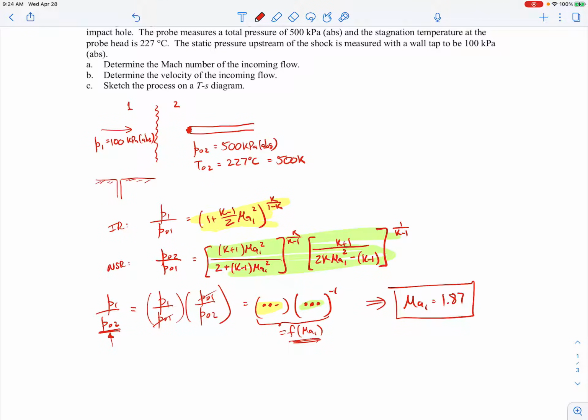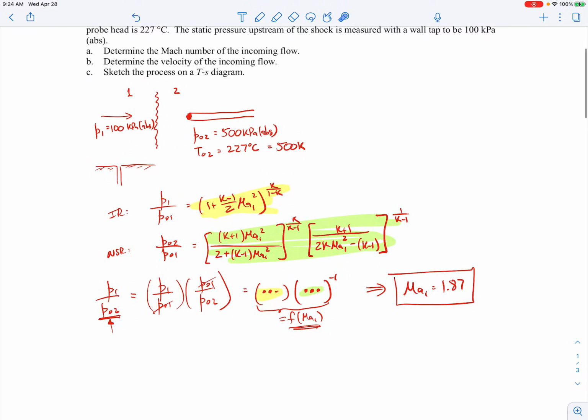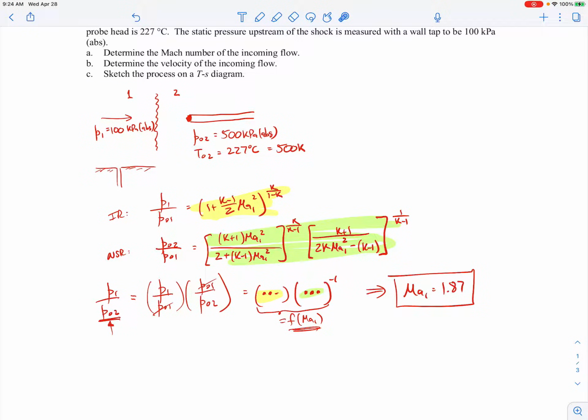Okay? So now that we have the Mach number of the upstream flow, the next thing to do is find the velocity of the upstream flow. So to find that velocity, what we're going to do is just use the definition of the Mach number. So the Mach number upstream is just v1 over the speed of sound a1. Speed of sound is square root of kRT1. We don't know the temperature upstream just yet, but we can find that pretty easily.